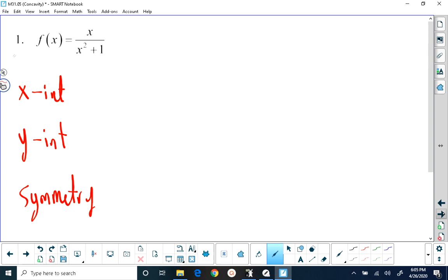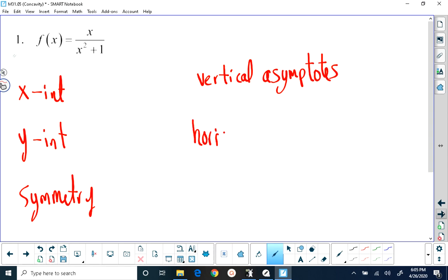What else do we want to know? Well, we want to know if there are any asymptotes, so let's make a note that we want to look at vertical asymptotes. We want to see if there is a horizontal asymptote. And I think that's it for now. We also want to do the first derivative chart and the second derivative chart, but we'll worry about that in a bit.